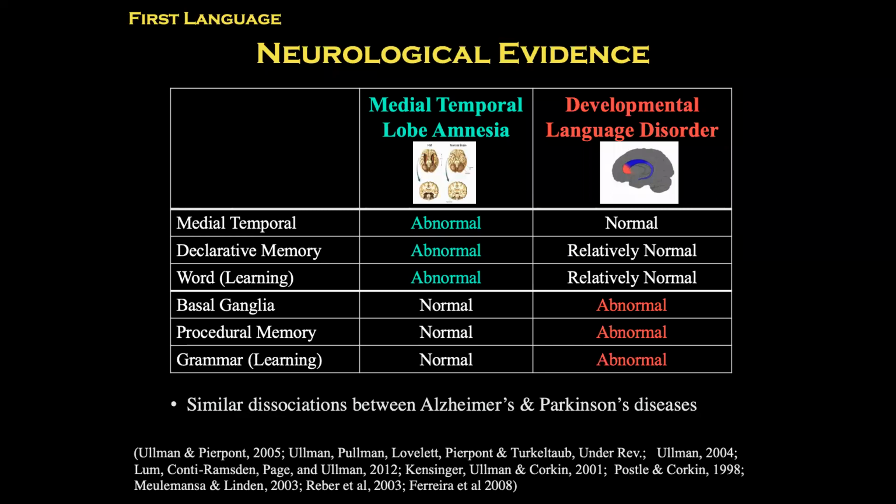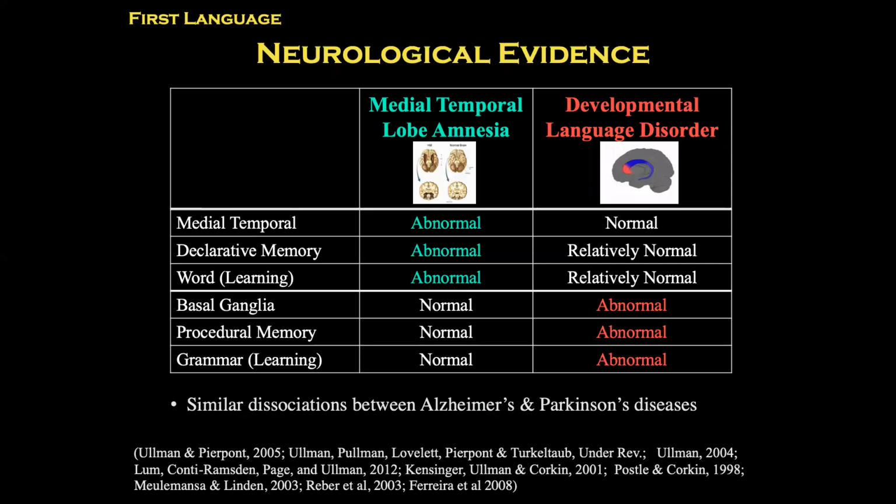And DLD, developmental language disorder, shows the opposite pattern. That is, as we'll see later, the medial temporal lobe is relatively normal in DLD, in the quantitative anatomical synthesis of the literature. We know this. Declarative memory is relatively normal, as is word learning, though arguably that is more controversial. In contrast, the basal ganglia are abnormal. In fact, it's specific to the head of the caudate, which is amazing. We'll get to that later. Procedural memory and grammar are abnormal. So you have this beautiful dissociation of associations tying word learning to declarative memory and grammar to procedural memory.